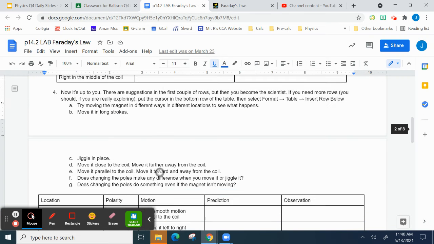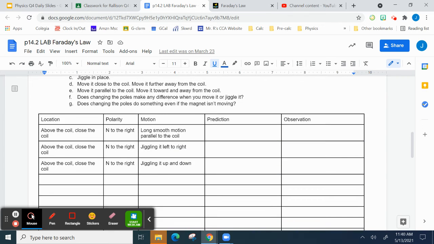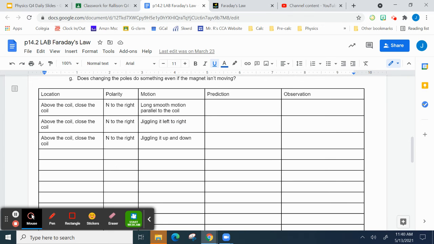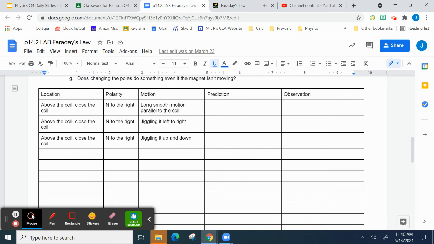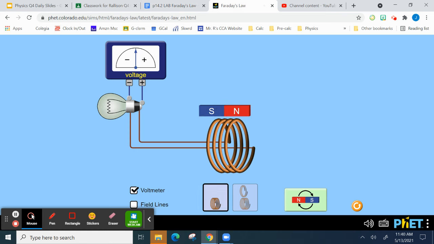Now let's go down to the other chart. Now we're going to try moving the magnet in different ways, and I'm going to do these 3 for you. We're going to put it above the coil and close to the coil, with the polarity to the right. That means the north should be to the right. Right now the north is to the left, so I'm going to switch polarity. And so now the north is to the right. I'm going to move it in a long, smooth motion parallel to the coil and see what happens.